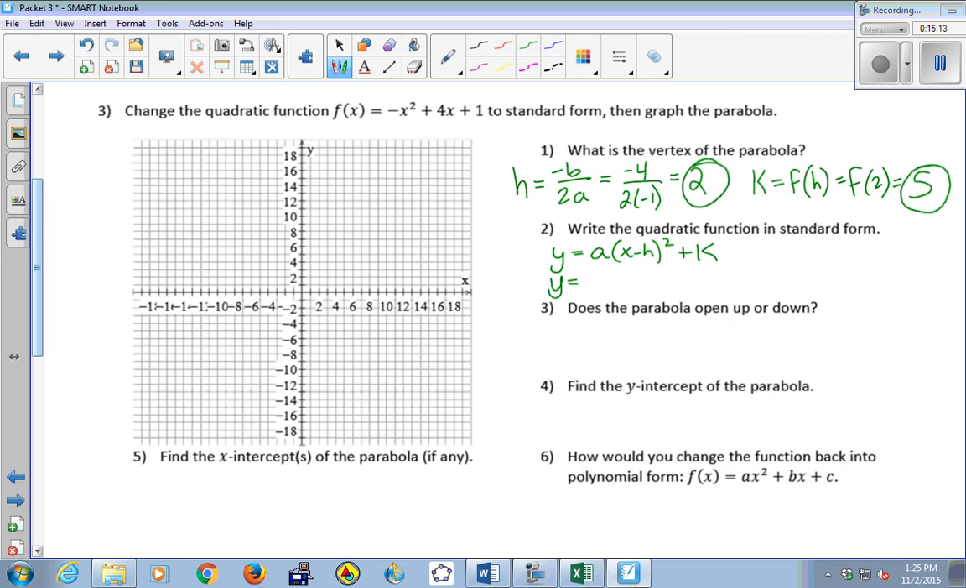Okay, so what is a? -1. Yeah, because a in alphabetical form and a in standard form is the same a. So up here we have a is -1. Right, so I'll put a -1 there. X minus, what should I put in for h? 2. So the minus is part of the formula, right? So I copied the minus sign. And then for h, I would just put in a 2 squared and then plus k, which is 5.